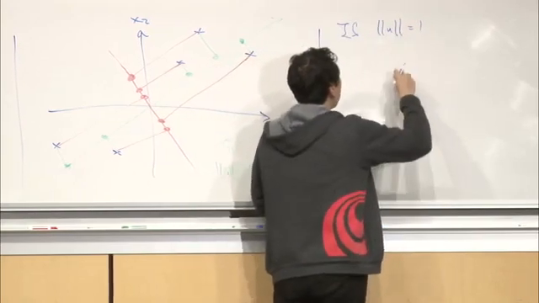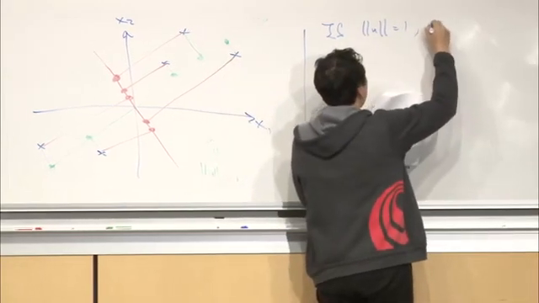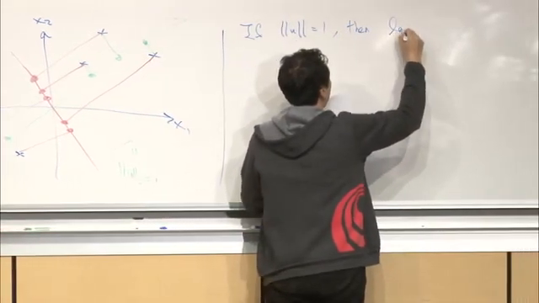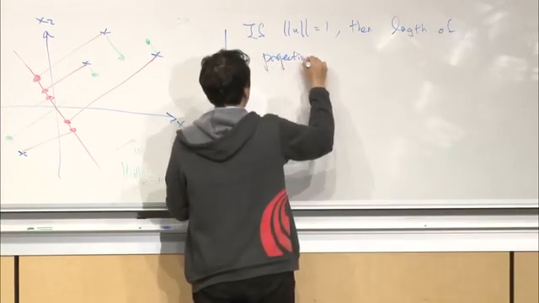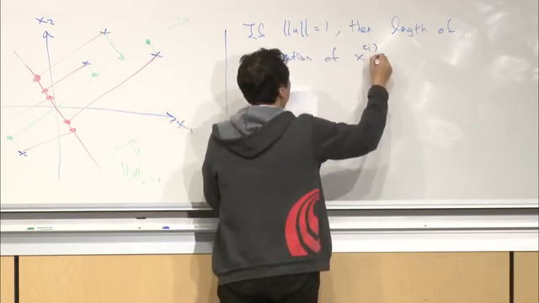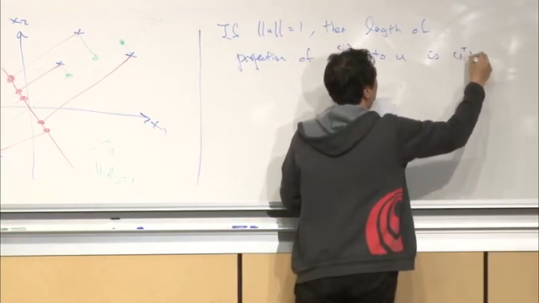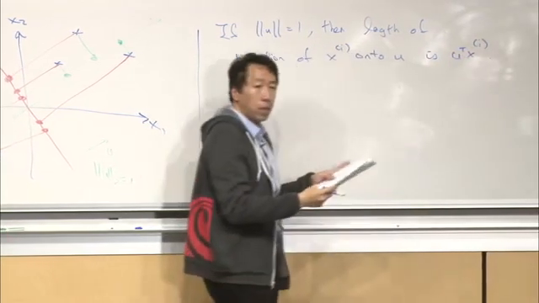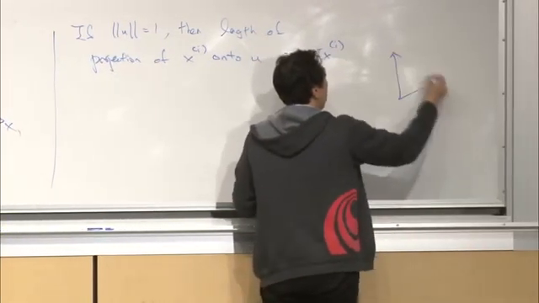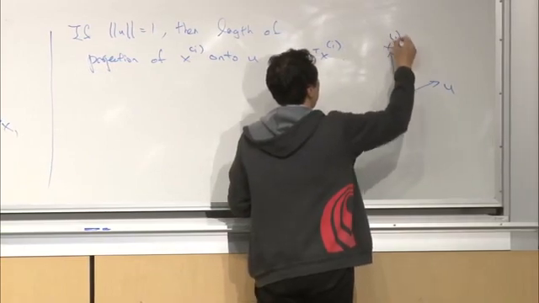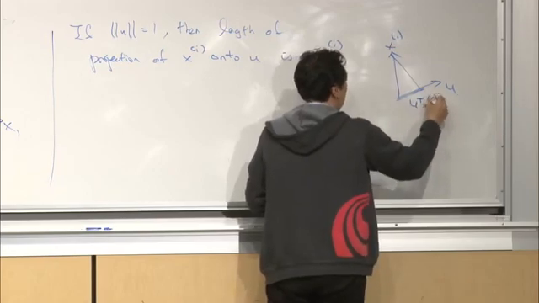If the L2 norm of a vector is equal to 1, then the length of the projection of xi onto u is u transpose xi. If this is u and this is x, then this length here is u transpose xi, right?